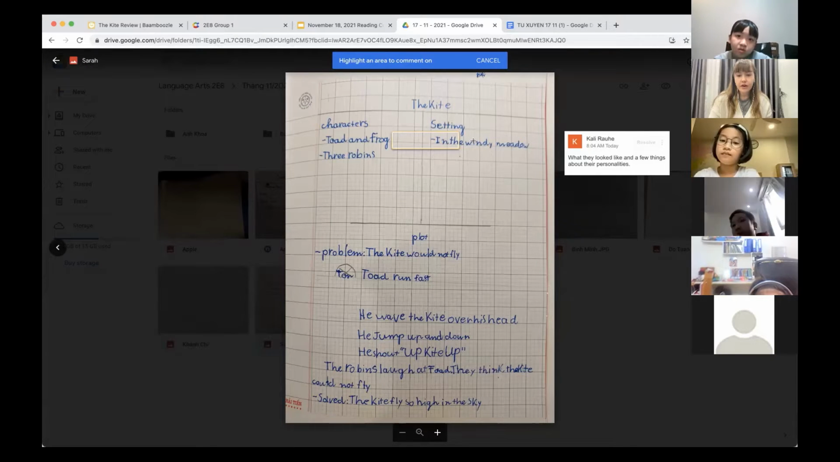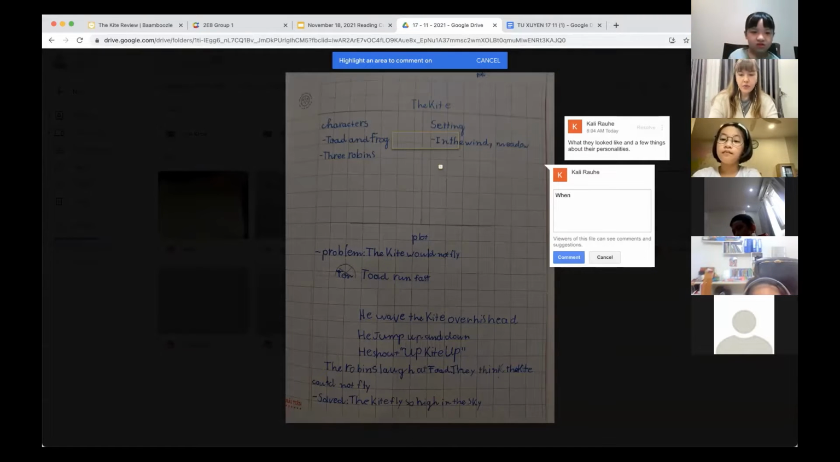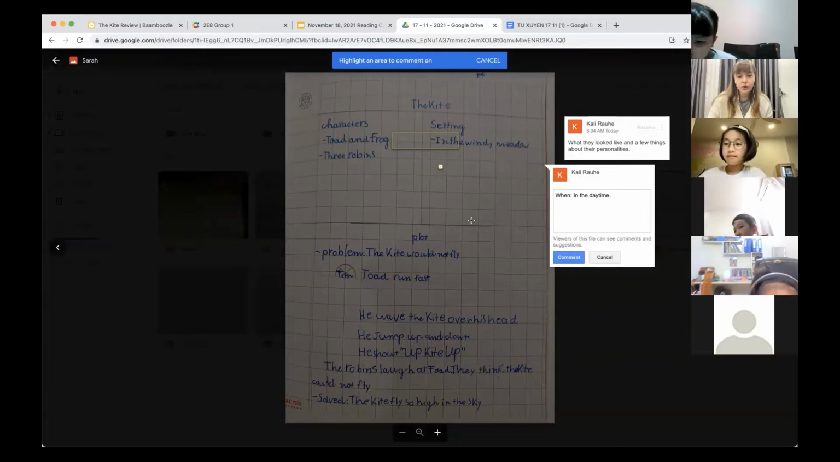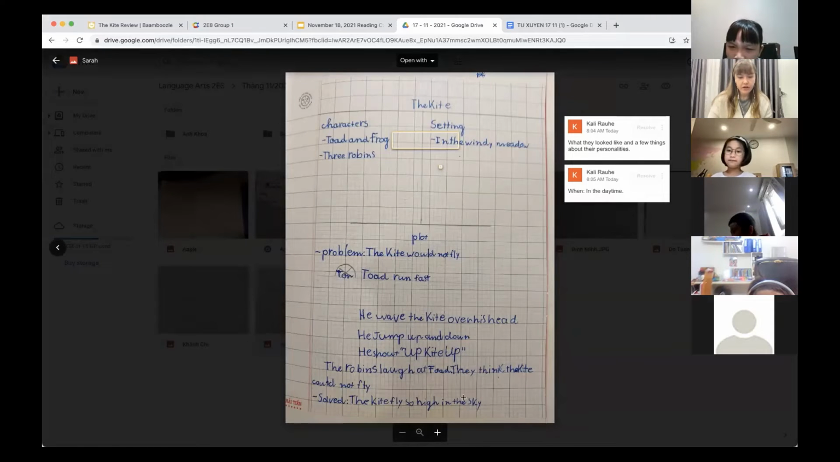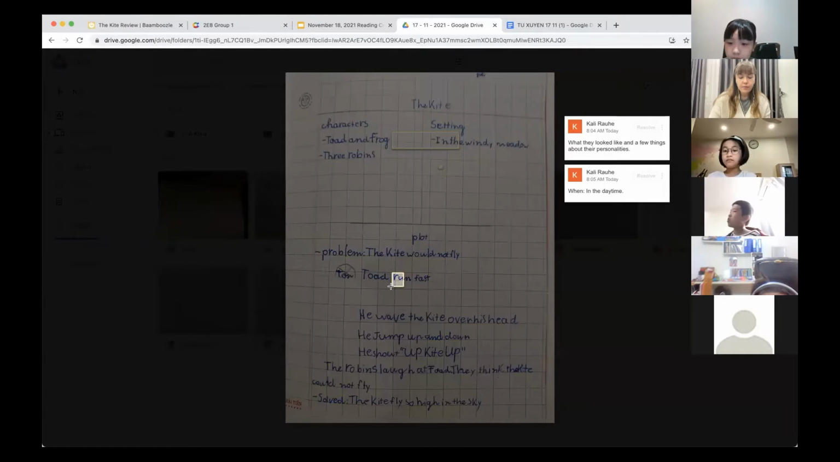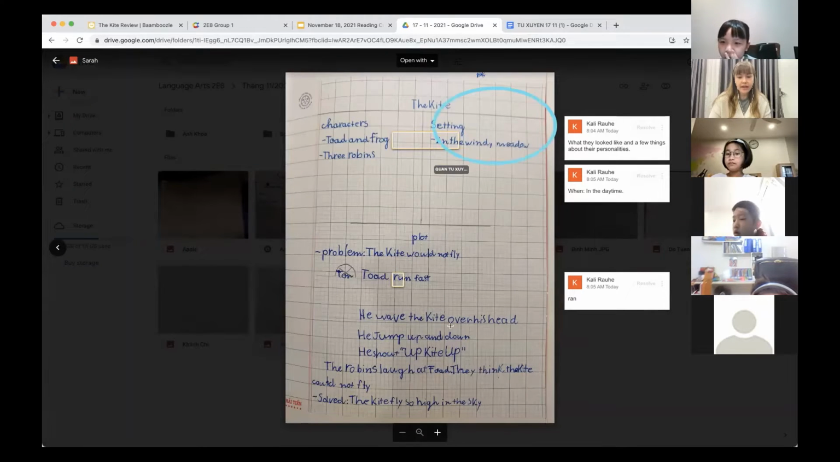So Sarah put the where in the windy meadow, and we would also like to have the when. So the when the story took place was in the daytime. So we just want to make sure that our story maps included both the when and the where for the setting. Very good. And then down here for the plot, she had the problem, the kite would not fly. And then she had some of the ways that Toad tried to get the kite to fly. So she had that Toad ran fast. So we would want to make this to ran with past tense. That he waved the kite over his head.